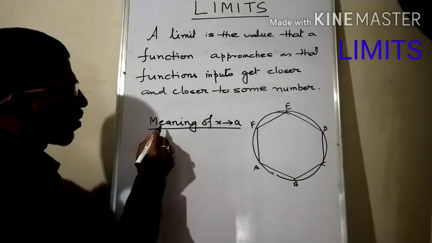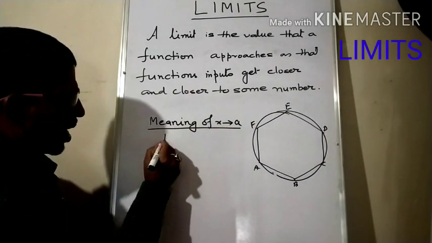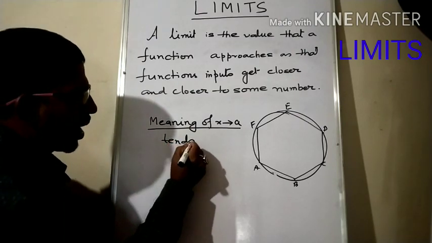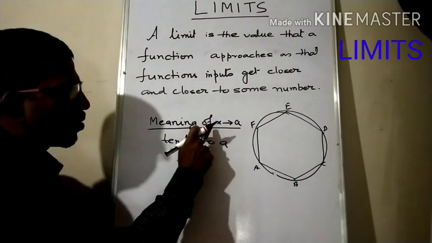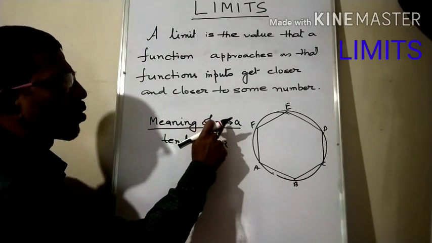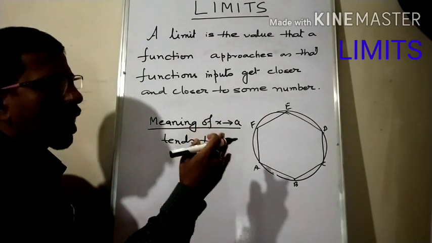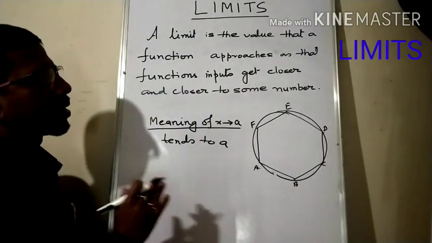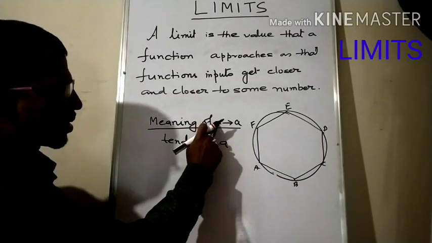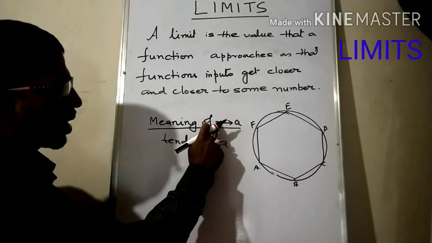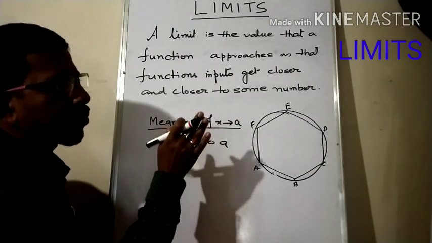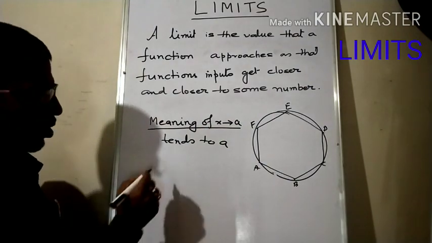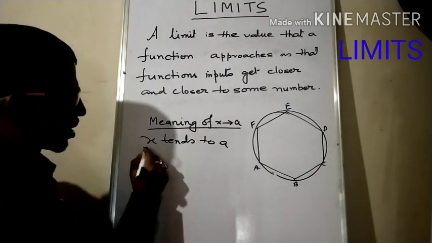So what is the meaning of x tends to a? That is, x tends to a. That means x is a variable. The value of x is very close to a, very near to a, approaching a but not equal to a. As x tends to a, that means x is very near to a, very close to a. That is called approaching that value of a.